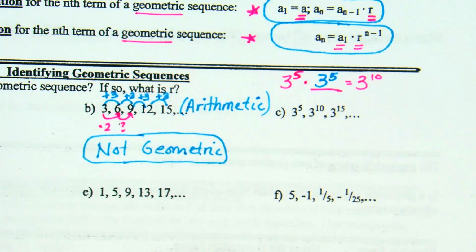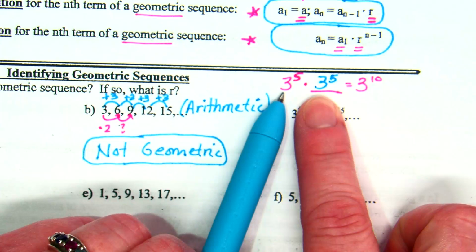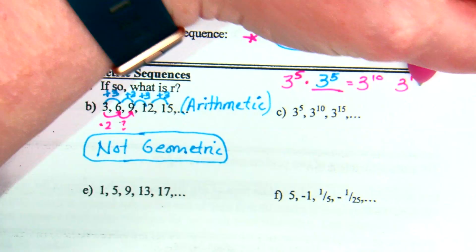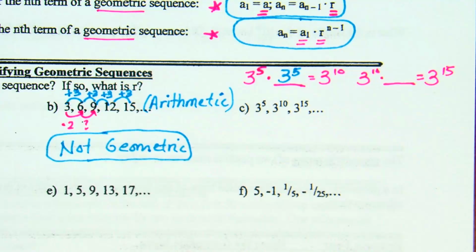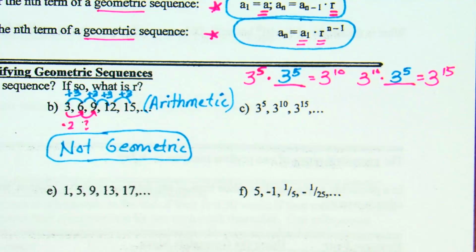You have to dig into those exponent rules. 3 to the 5th times 3 to the 5th. As long as the base is the same, you keep the base the same and add the exponents. 5 plus 5 is 10. Now, you do technically need to check, does that work the next time? So the next time it's 3 to the 10th times something equals 3 to the 15th. Does that work? And it does, because 3 to the 10th times 3 to the 5th, keep the 3 the same and add the exponents.